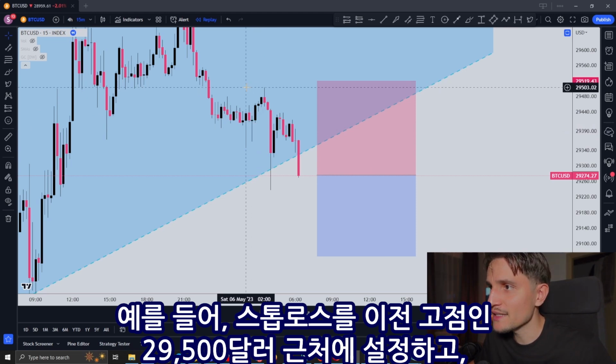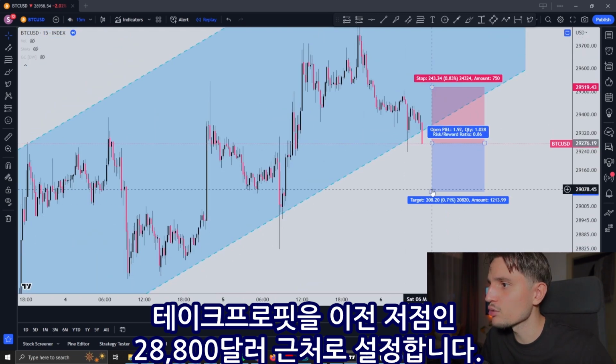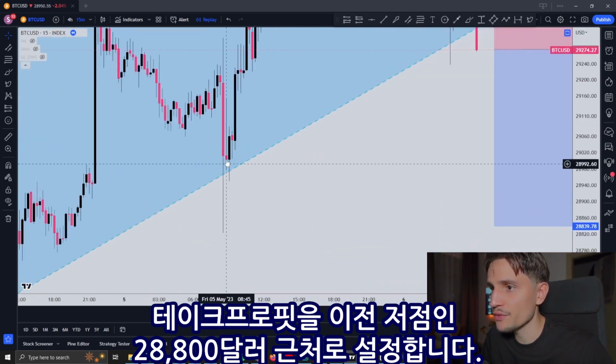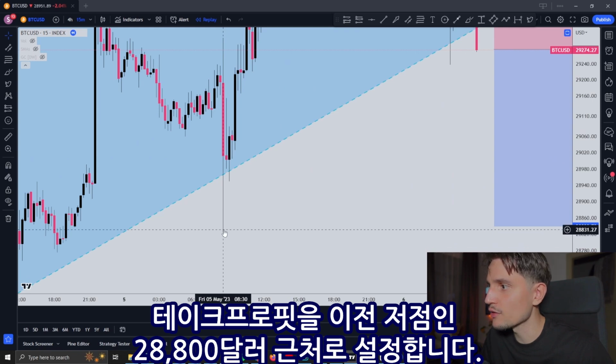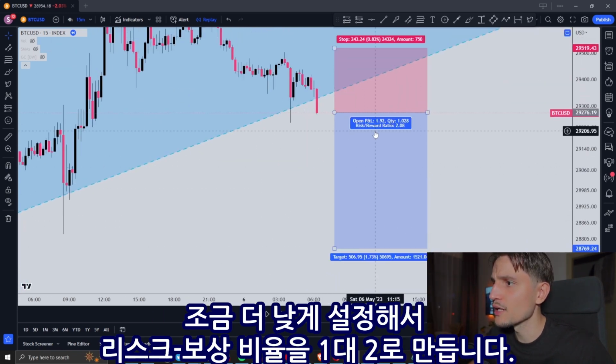For example, let's set our stop loss above this previous high, somewhere around $29,500, and our take profit above this previous low right here, around $28,800. Let's say set it even a bit lower. So we have a risk reward ratio of 1 to 2.